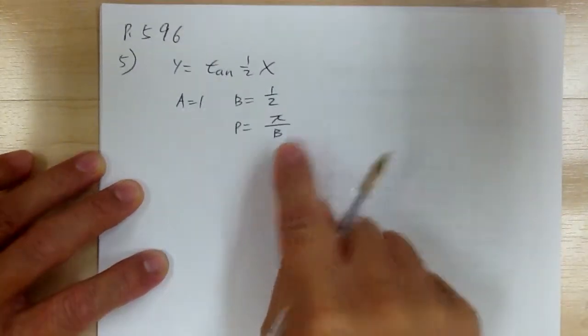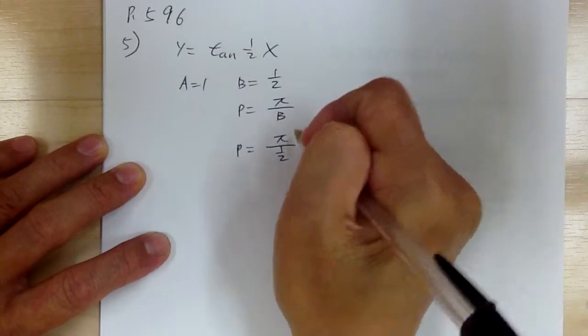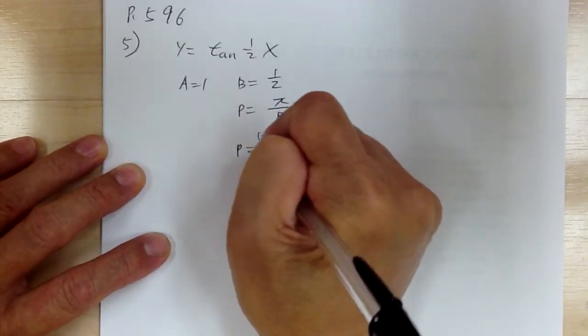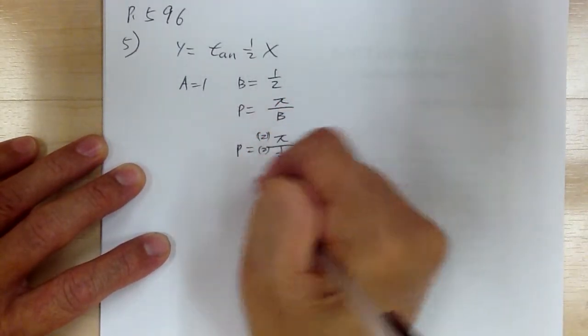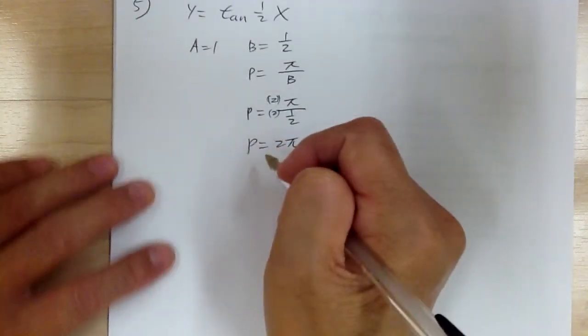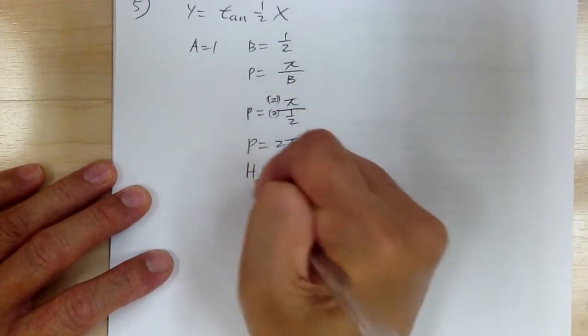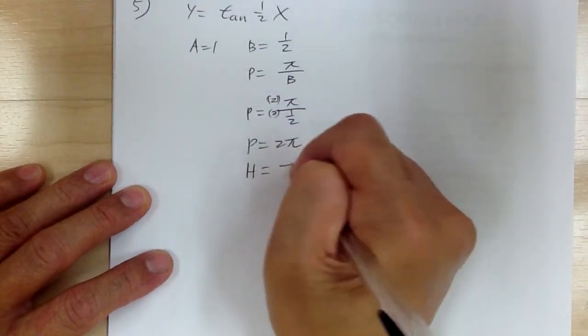So be careful with that. So period equals pi over 1/2. You multiply by the common denominator. So period equals 2 pi. And now for tangent and cotangent, you want to use half of that, a half wave. So h is a half. So half of that will give you pi.